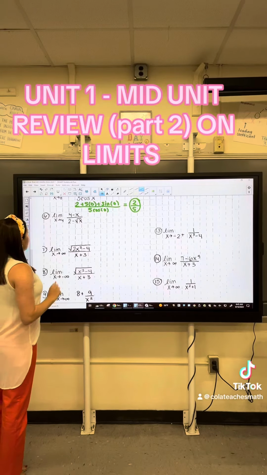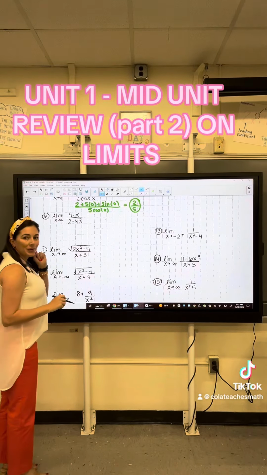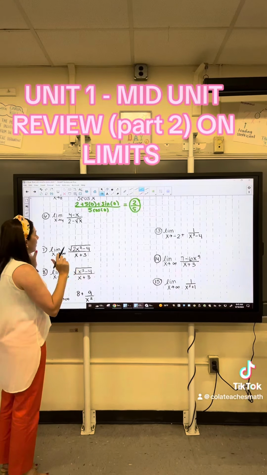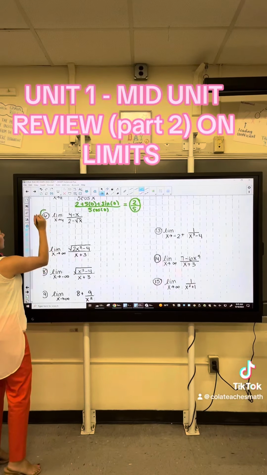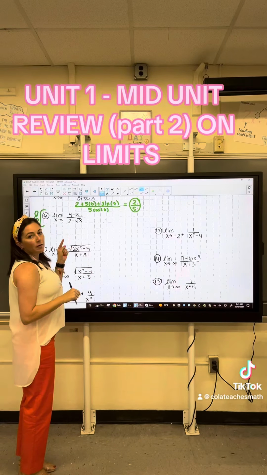All right, next, number 6. Check if we get 0 over 0. We do. You can see it. You can do it on your paper. So this is a 0 over 0 limit. Do something else. If there's a square root, it means a conjugate.